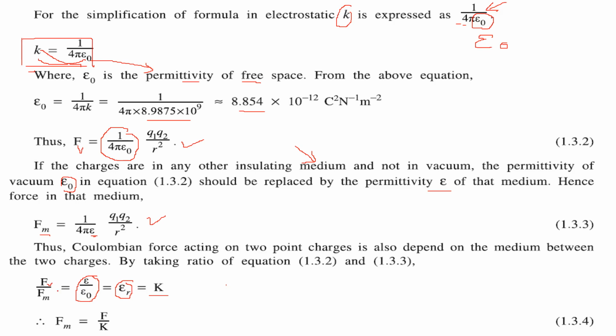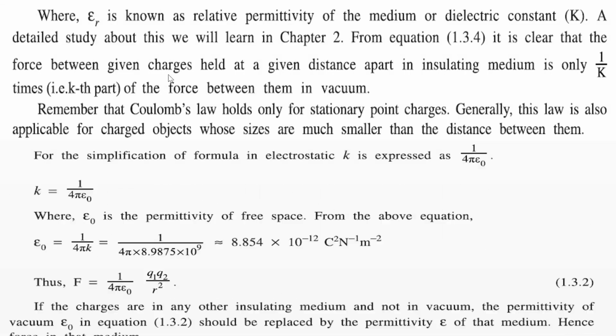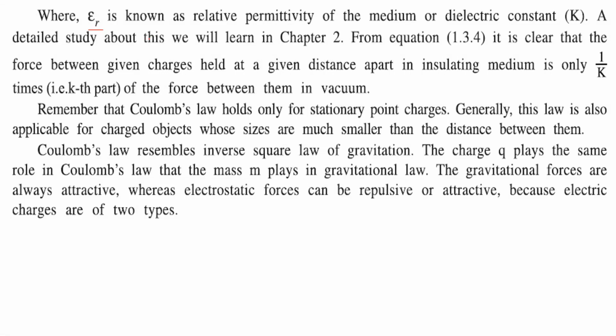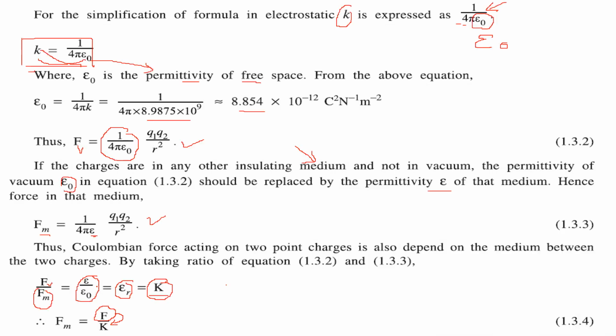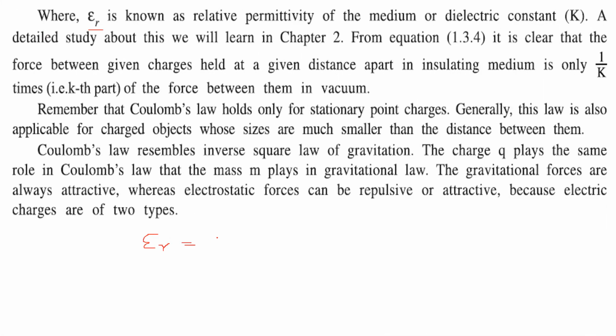So now what is the relationship? If you want to find out the electrostatic force in any medium, you just have to divide this F by K. So what is this K? This F is the electrostatic force in vacuum between these two charges, and K is epsilon r, the relative permittivity. Just see, epsilon r was epsilon by epsilon 0, which we wrote as K. So epsilon r is called the relative permittivity, or you can call it K, which is the dielectric constant.